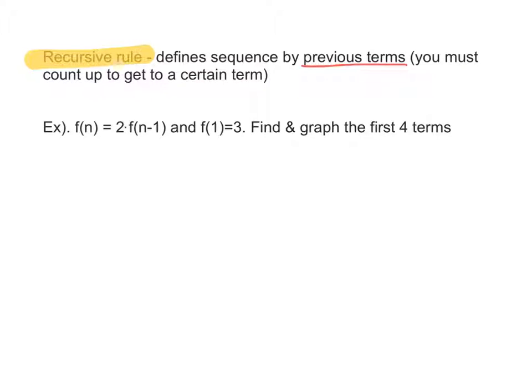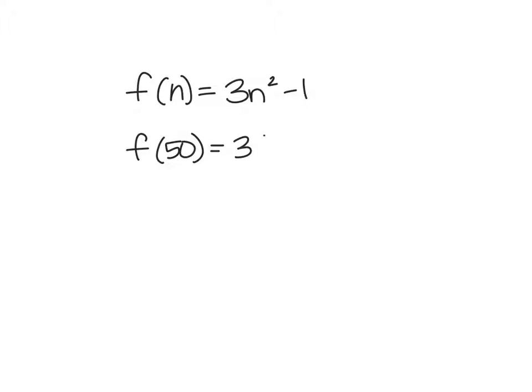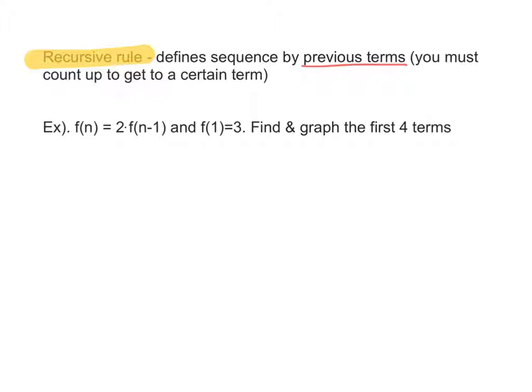You can't just skip. For example, on the last one, we had just a general f of n equals 3n squared minus 1. I could have asked you to find the 50th term, and you could have just automatically plugged 50 in. You wouldn't have had to count all the way up to get that term. That's going to be something crazy huge. But you're going to see this one is just a little bit different.